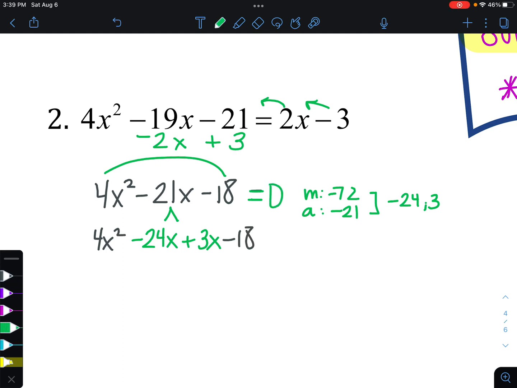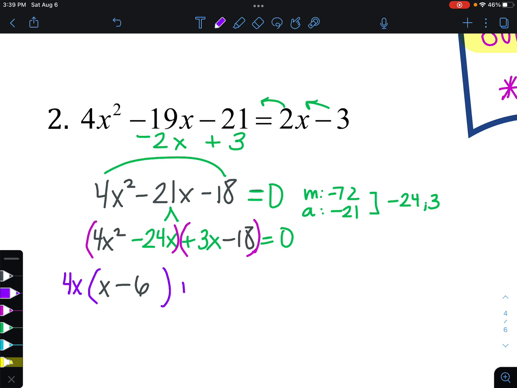And I'm going to continue my factoring. This still equals 0, right? After we split the middle term, we factor by grouping. This is all what we practiced yesterday. Take out a GCF of, in this case, 4x. We're left with x minus 6.